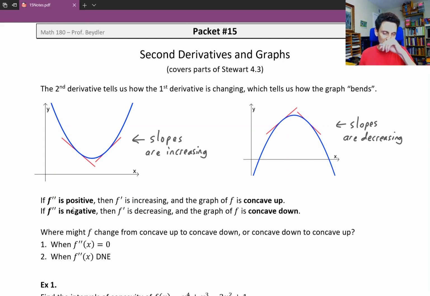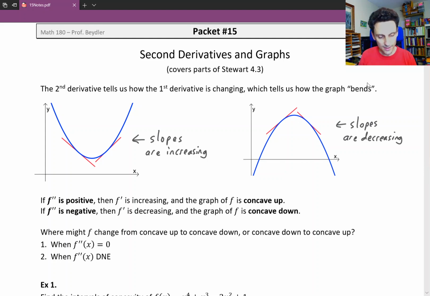So again, tying it back to the second derivative, if the second derivative is positive, that means the rate at which the first derivative is changing is positive. So the first derivative values are increasing, and the graph is going to look concave up, like in the picture to the left. And if the second derivative is negative, then the first derivative values are decreasing, and the graph of the function is concave down, like in the picture on the right.